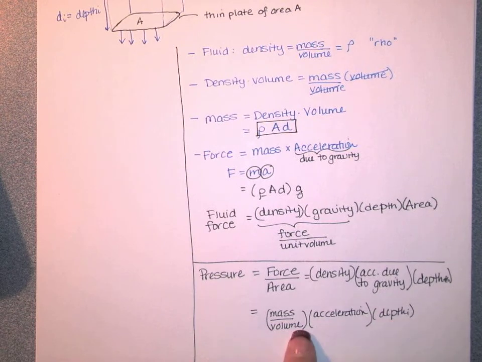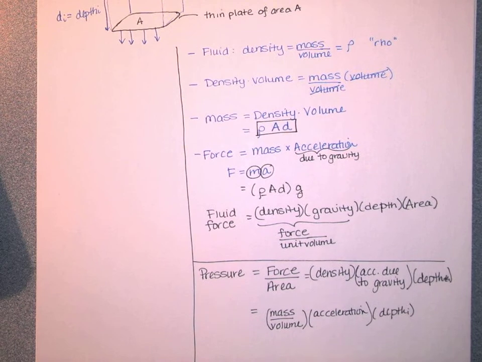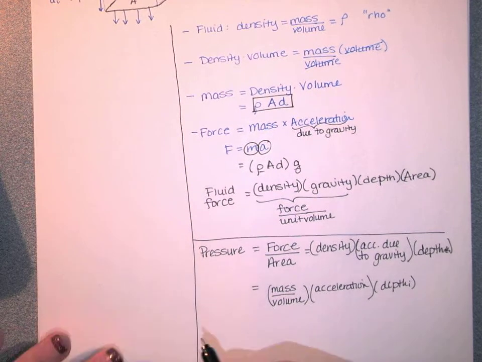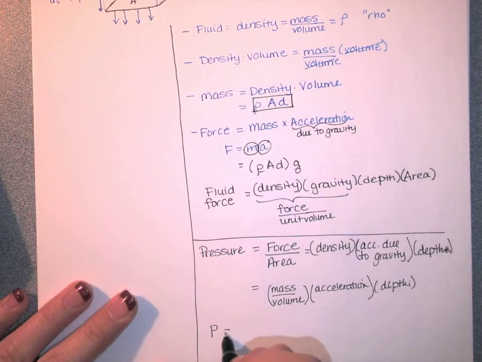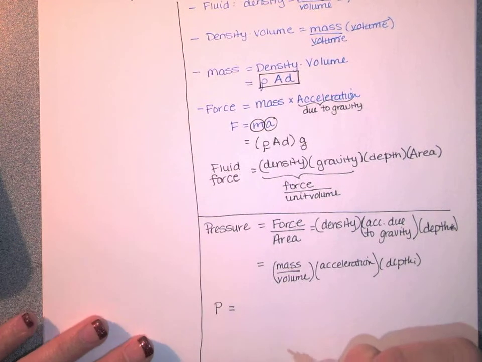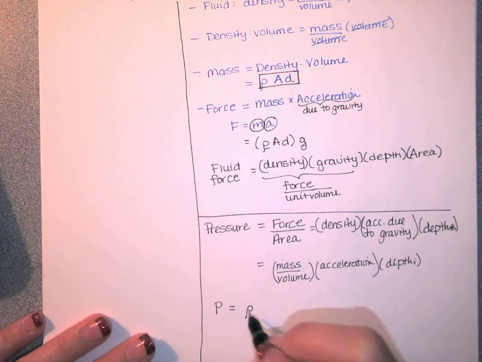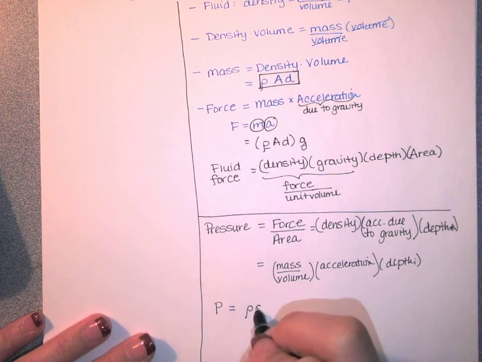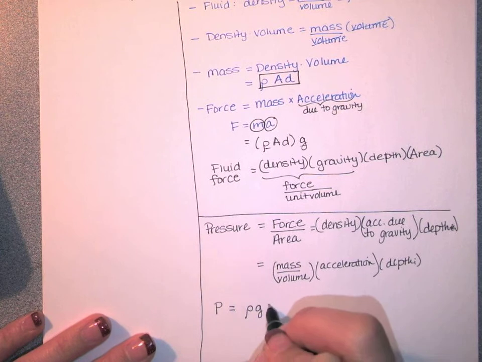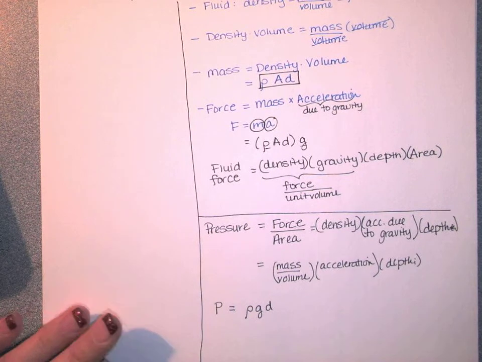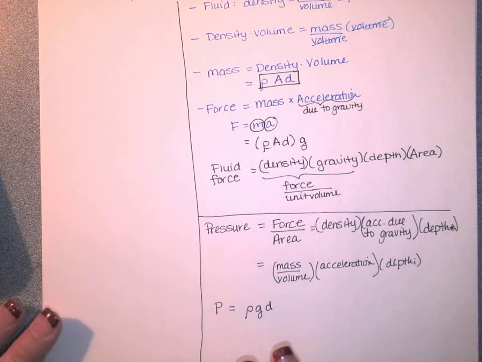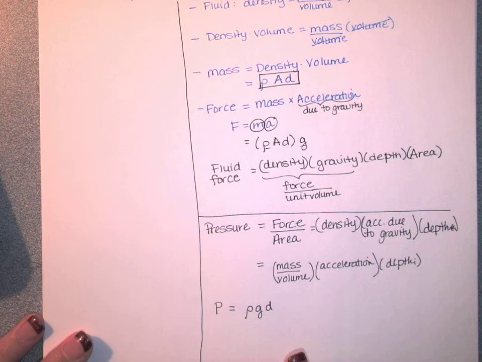One of those meters will cancel, and what we'll end up with is force per unit area, which is exactly what we see here. So the dimensional analysis works out. We tend to write P for pressure this way. Density is rho, acceleration due to gravity is g, and d is our depth. This is nice and short as long as you can remember what all of those letters mean.